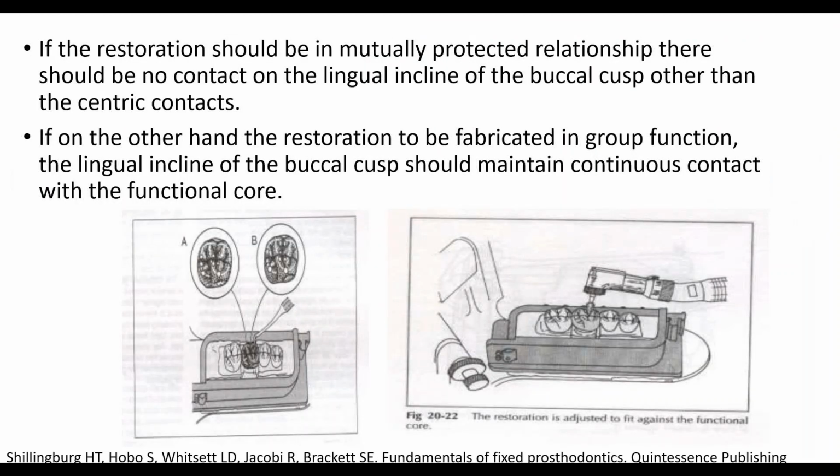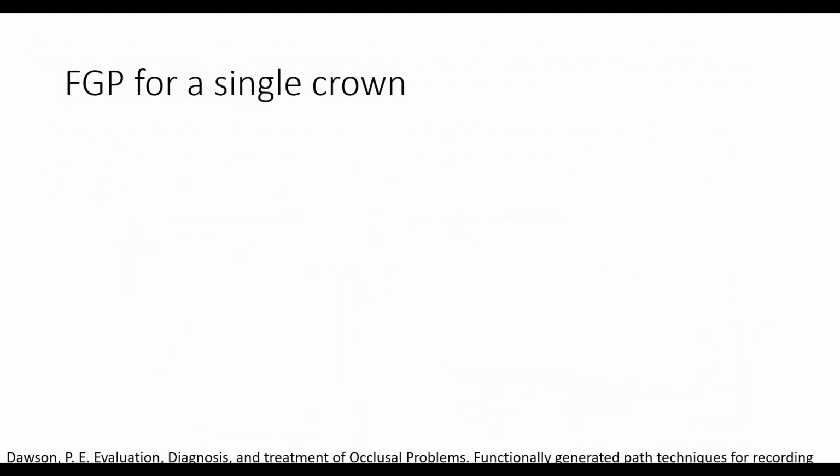Now, if the restoration should be mutually protected, there should be no contact on the lingual incline of the buccal cusp other than the centric contact. And if, on the other hand, the restoration is to be fabricated in group function occlusion, the lingual incline of the buccal cusp should maintain continuous contact with the functional core. So, coming to the functionally generated path for the single crown.